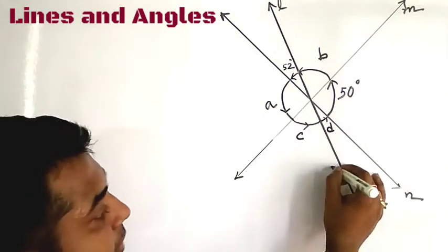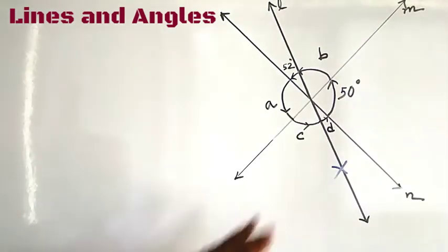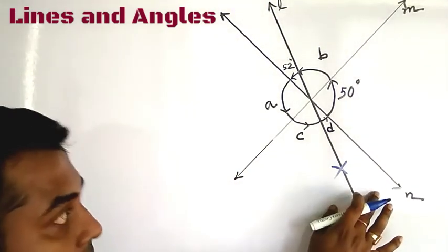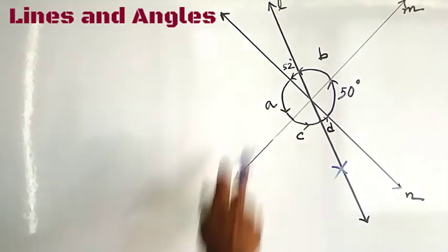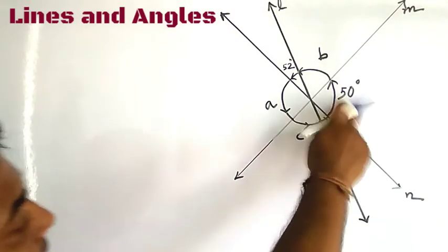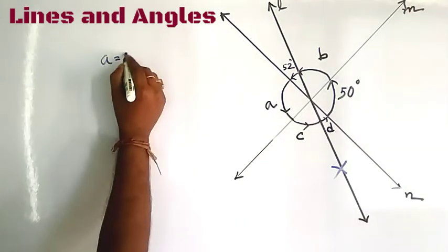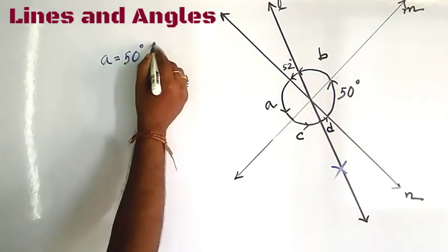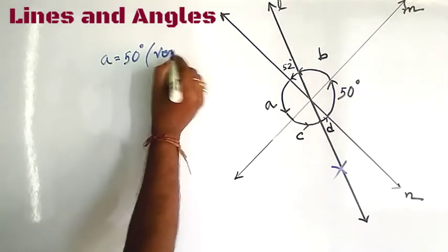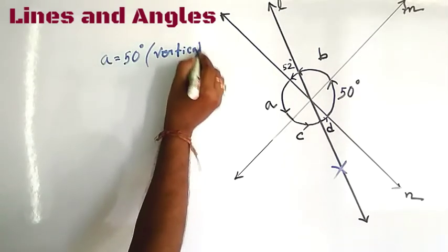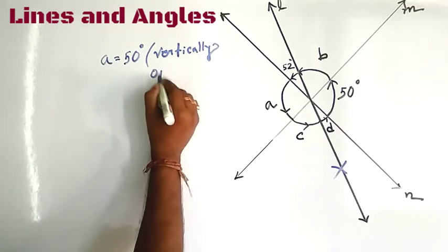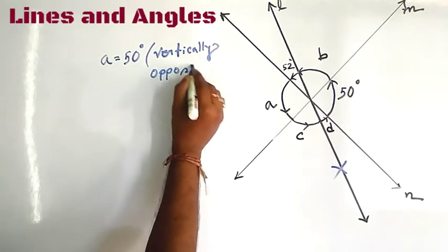Forget about this line. Just think this line is missing. So what is given? Angle A and here 50 degree. So we can write here A equals 50 degree, within bracket vertically opposite angles.